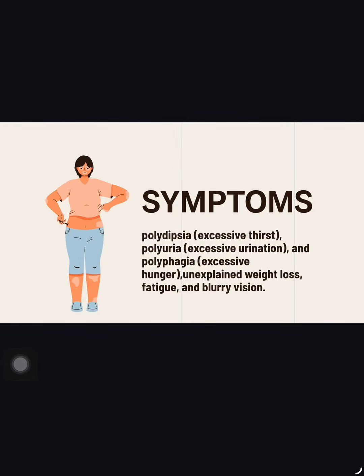Now let's discuss some of the symptoms of diabetes. The diabetes symptoms include three main symptoms. Polydipsia: the patient feels extremely thirsty and eagerly wants to drink water. Polyuria: the patient urges to urinate at frequent intervals of time. And polyphagia: the patient feels extreme hunger. Along with this, he also experiences unexplained weight loss, fatigue, and blurring of vision.